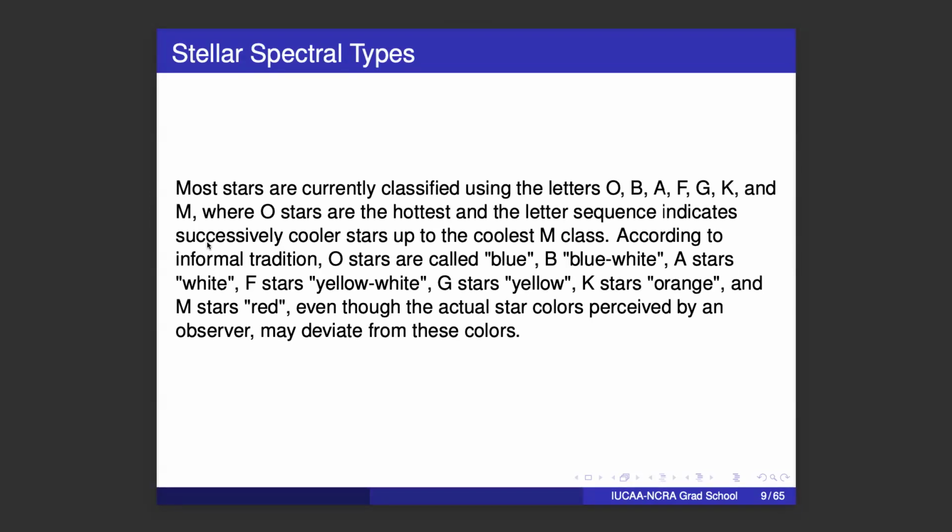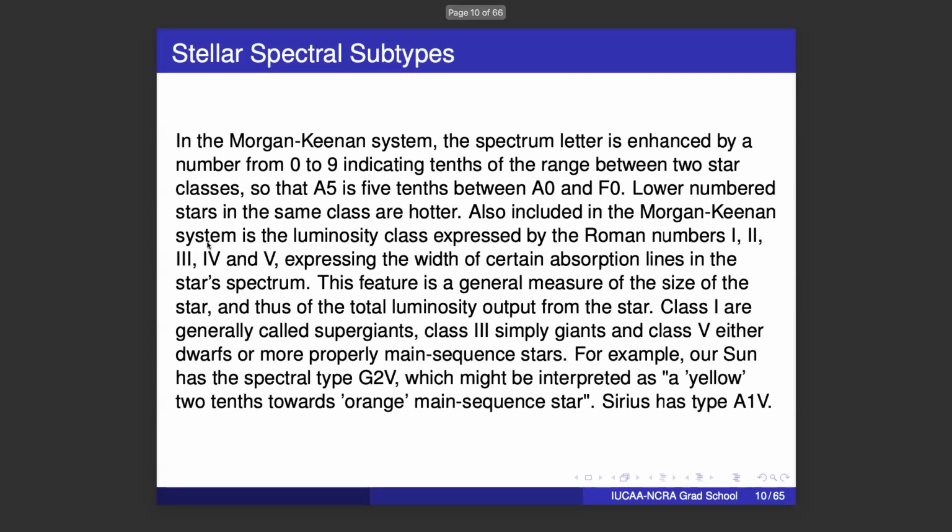According to informal traditions, O stars are called blue, B stars are blue-white, A stars are white, F stars are yellow-white, G stars are yellow, K stars are orange, and M stars are red. Don't take these color labels too seriously, but it's roughly a sequence. Whatever is perceived by the observer may deviate from these colors.